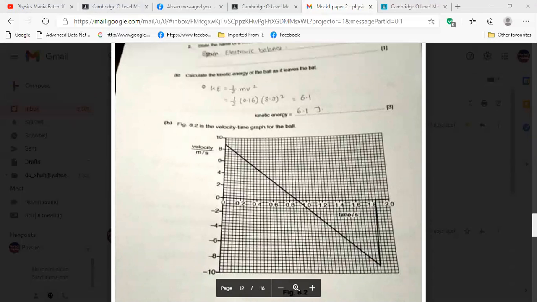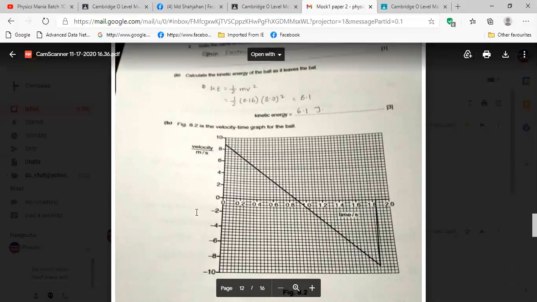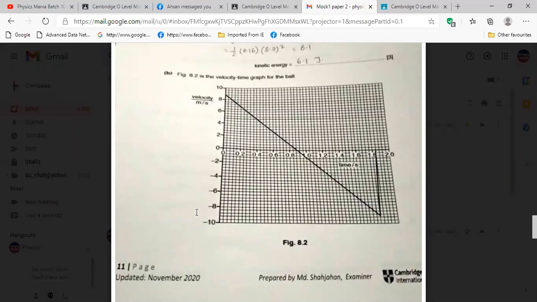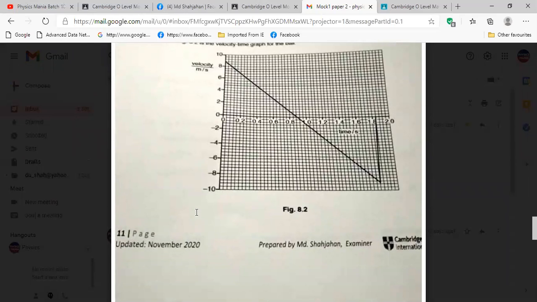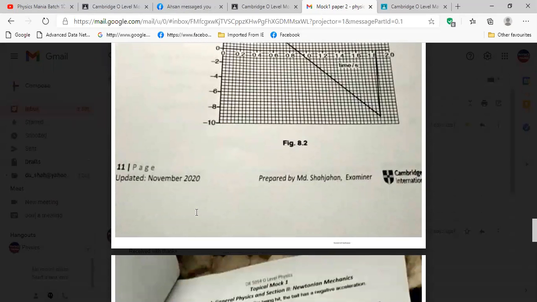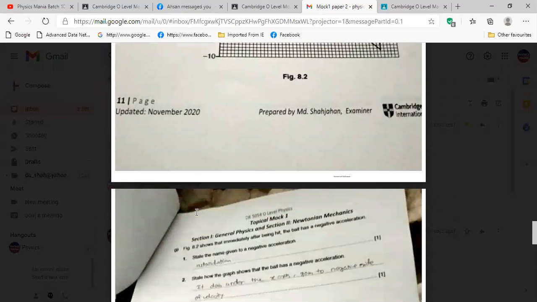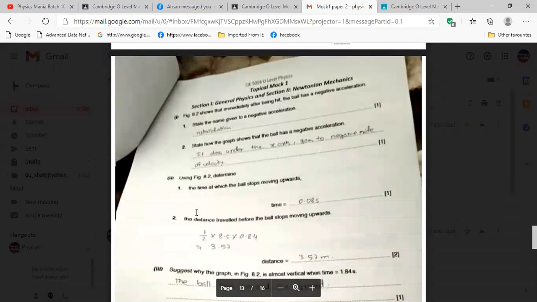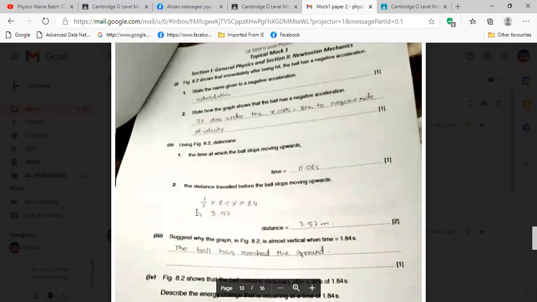Then the next answer is 6.1 joules. I wrote the formula, then I calculated it by substituting the mass and velocity. Correct. So here I will not lose any marks. Then, sir, I gave retardation. If I wrote deceleration, it would also be correct, right? Yes, deceleration is also correct.